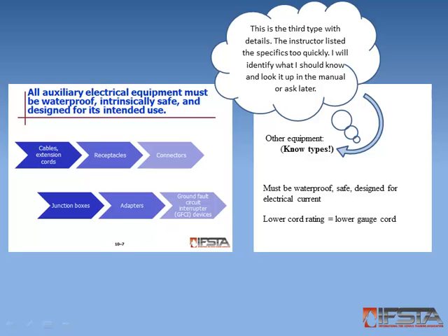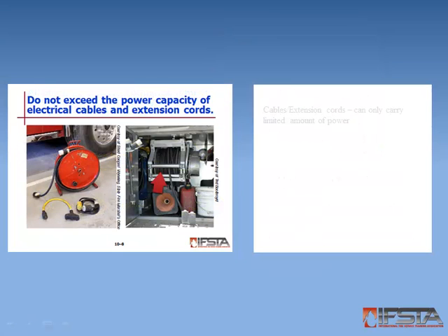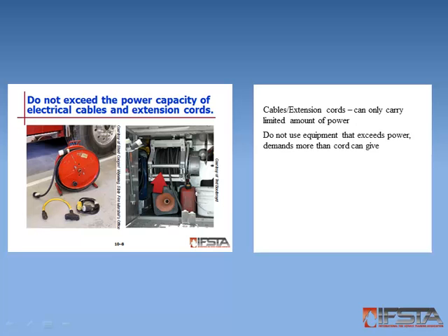So you need to remember that the type of cord you're using determines how much electricity you'll be able to use at the end of it. Electrical cables and extension cords can only carry a limited amount. Do not use equipment whose power demands exceed the cord's capabilities. Do not use electrical equipment on a power cord that's going to demand more power than the cord can give you. This will create electrical hazards and can damage the equipment you're using and damage the wire. The wire can get hot and can cause shorts.